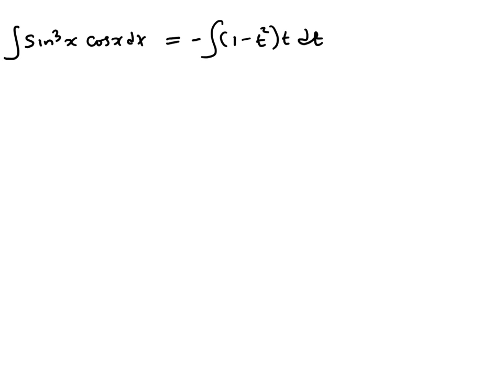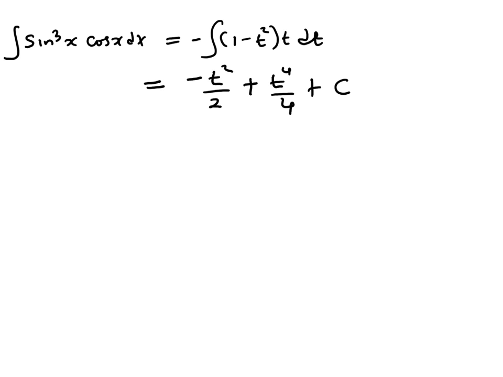So the integral changes to the negative integral of 1 minus t squared into t. You multiply through by t before integrating. If I multiply through by t and integrate, then I'll get negative t squared over 2 minus t to power 4 over 4, then plus a constant of integration. And this will be a plus if you open brackets.